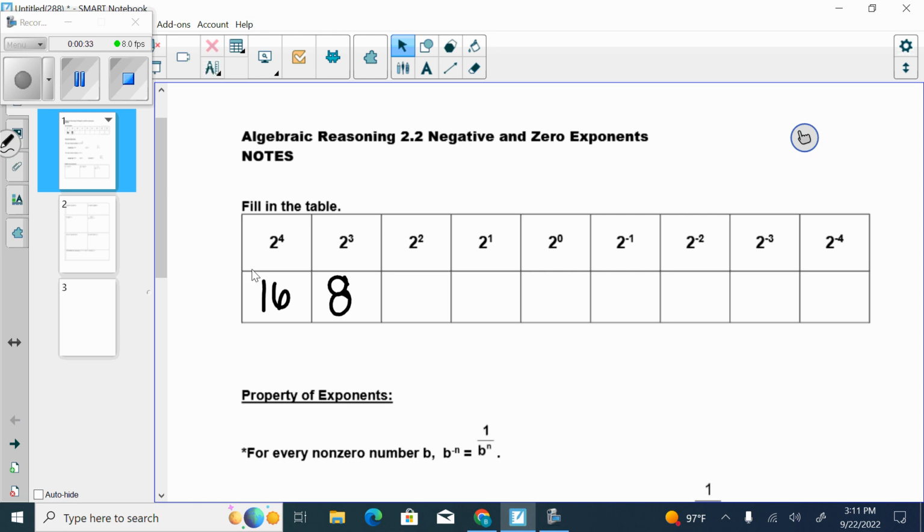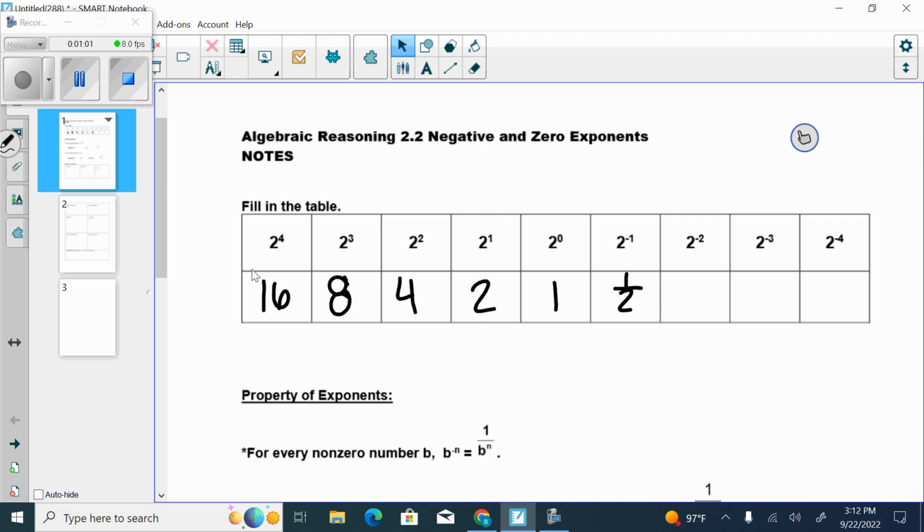What about 2 squared? 4. Good. And what about 2 to the 1st power? Right. Anything raised to the 1st power is just itself. What about 2 to the 0 power? Right. Okay. What about 2 raised to the negative 1? 0.5. A half. Right. Good.